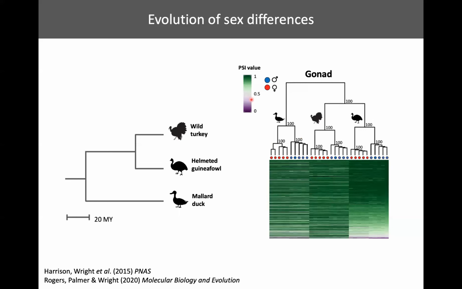So patterns of alternative splicing cluster first by species in the gonad, indicating that patterns of splicing evolve rapidly. And then gonad samples cluster by sex in all species, indicating that splicing varies substantially between the sexes. And we wanted to understand what drives this variation and the consequences for sexual dimorphism.